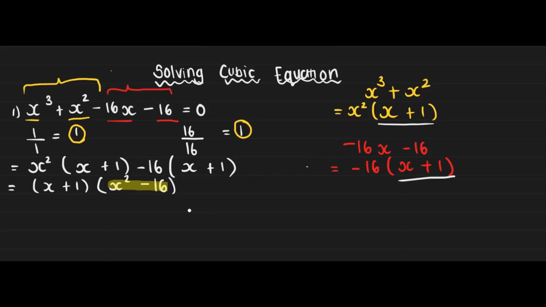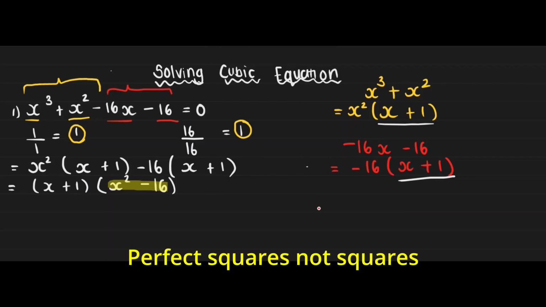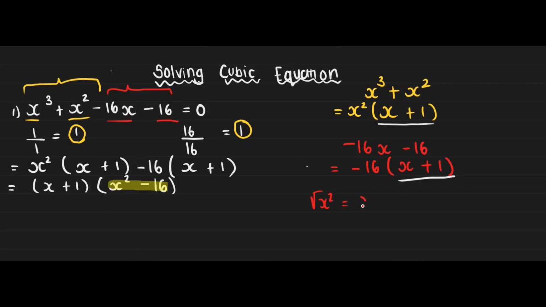A difference of 2 squares is that you need to have 2 terms, and both of them need to have different signs, which is one needs to be positive and the other one needs to be negative, and they both need to be perfect square roots. So let's check whether they're perfect square roots. Square root of x squared is going to give you x. So x squared is a perfect square.